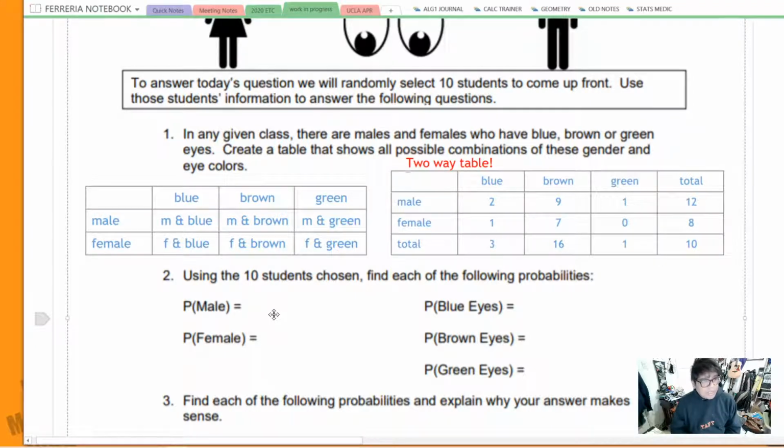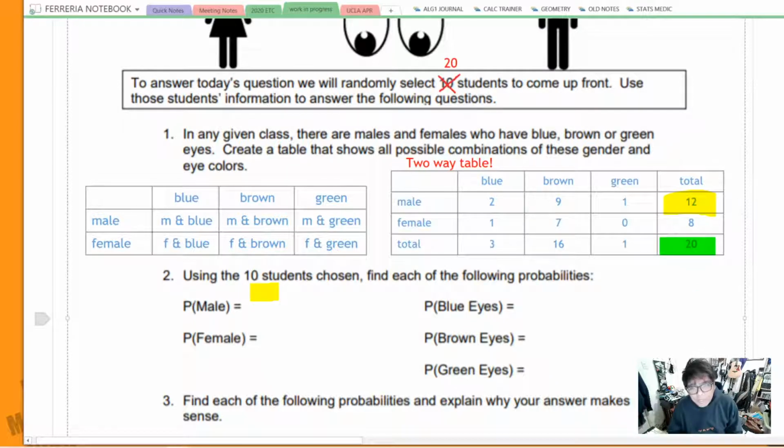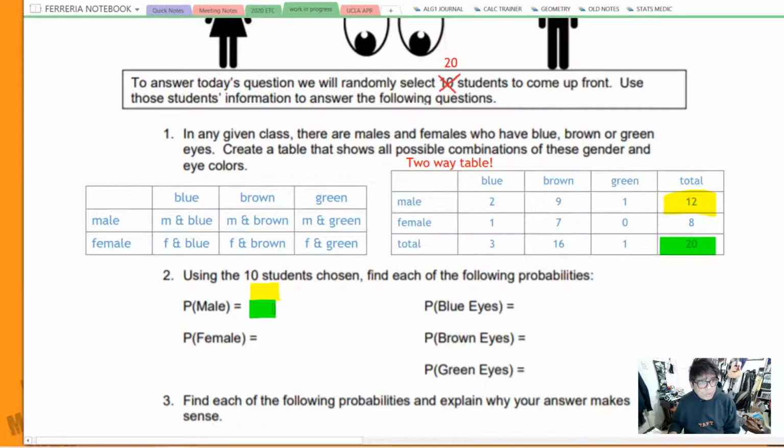Using the 10 students chosen, let's find each of the probabilities. The first one is male. Out of a total of 10, there were 12 male students. Why did I get to 12? Hold on, I'm adding wrong. Well, I guess for today, we'll just have to do 20 for this one. That's not a big deal. So out of the 20 students, 12 of them are male.